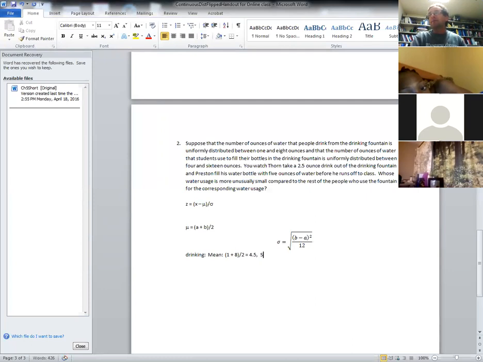The standard deviation, I'll just call it SD, that is going to be the square root of b minus a quantity squared over 12. B is 8, a is 1. Okay, so that's 7 squared is 49. I'm just going to write SQRT. That takes forever to get into the formula mode. And we're going to have 49 over 12. Any questions on that?